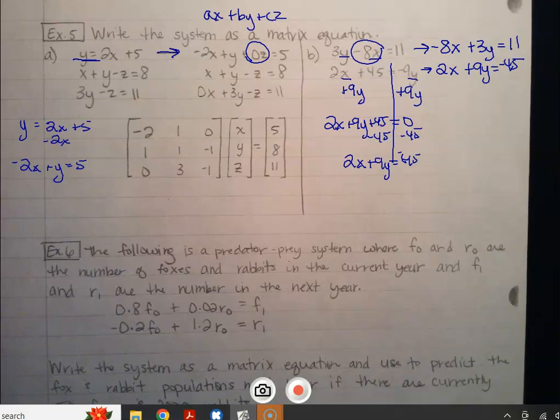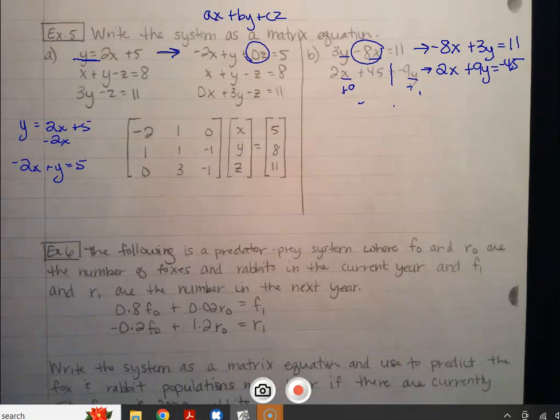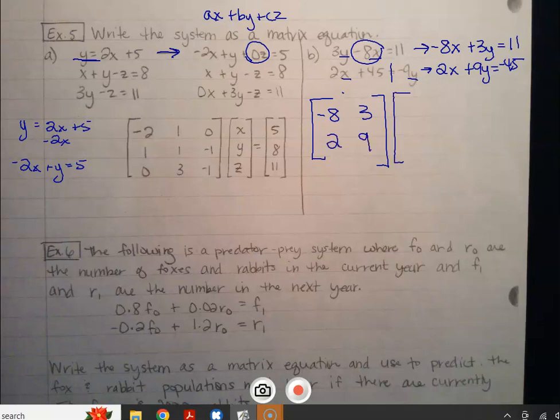We good with that so far? Okay. Changing them over to quote-unquote standard form, yes. Okay, so now we had to do all that work just so we could put it in matrix form. So, Brandon, give me the matrix form, the first row. Negative 8, 3. Okay, Josh, give me the next one. 2, 9. What's going to go in here, Brandon?